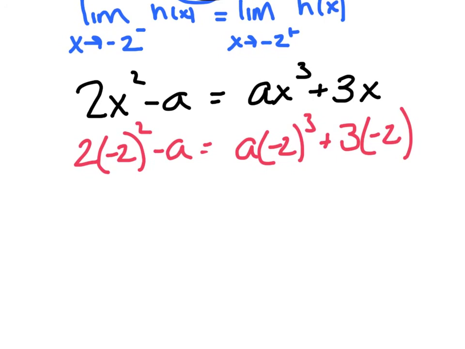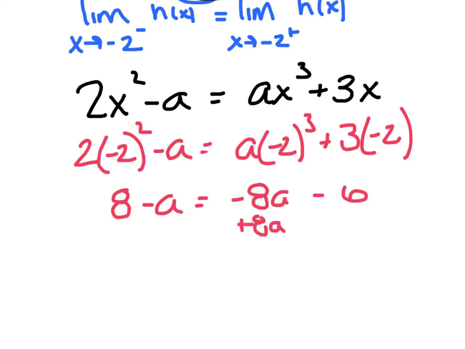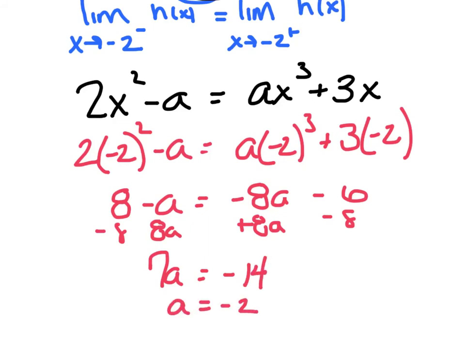Clean it up. -2 squared is 4 times 2, so I've got 8 minus a equals -8a minus 6. And now it's simple. Just solve for a. I'm going to add my 8a and subtract my 8. So what does that give me? 7a equals -14. A equals -2. And there you go. So the left side has to equal the right side. And that's how I'm starting these problems off.